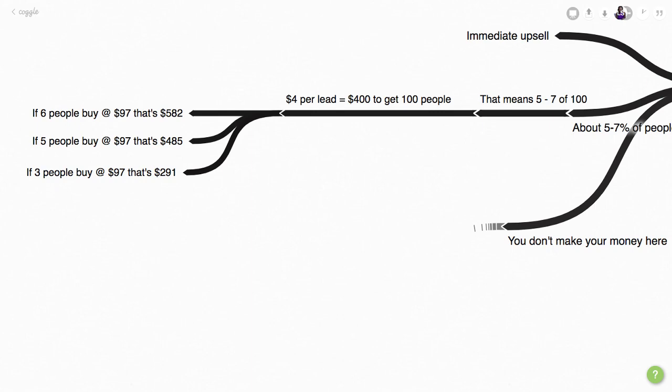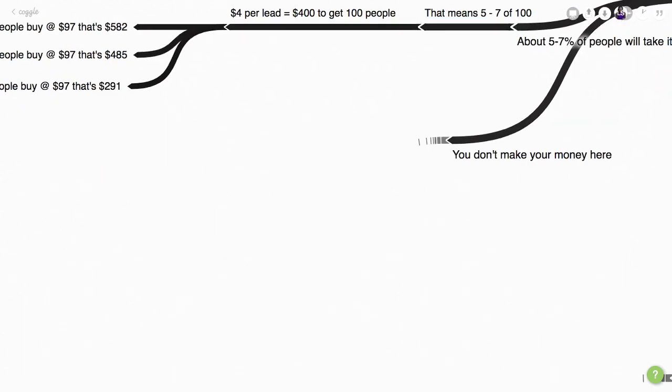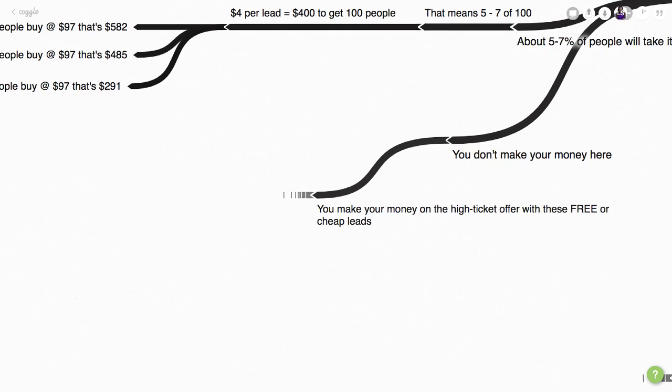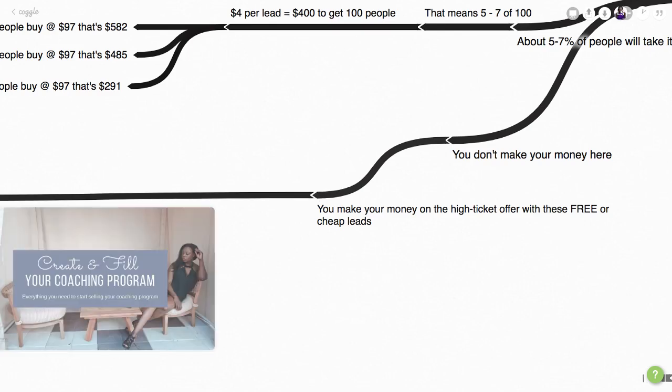5 to 7 out of every 100. Yeah, no, that's right. Okay. So 1% would be one person. So one person, then in your higher ticket offer, even if it's only $1,000, all of this math would make sense. And what's important to keep in mind is that you don't make your money here. You're going to make your money on the high ticket offer with these leads who are free or cheap.